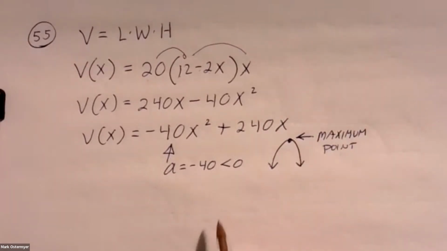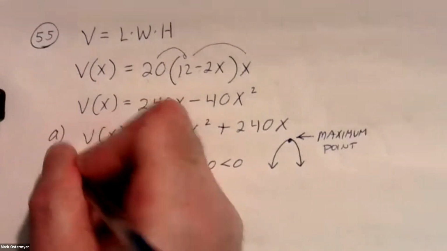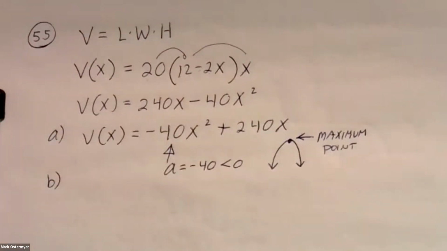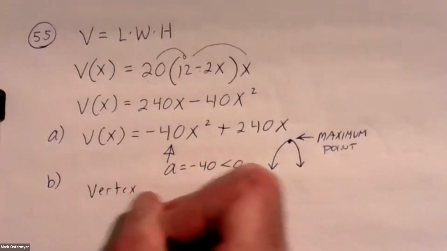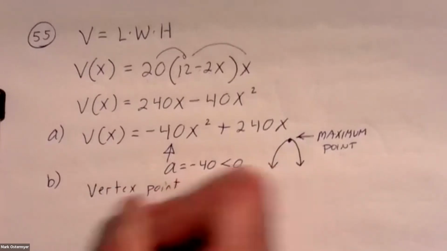All right, so in order to do question A now, question A says write a function that represents the volume in terms of X. This is the answer to question A. Question B is what value of X will maximize the volume of water that can be carried away by the gutter. The answer is going to lie in the vertex point. So we need to find the vertex point.